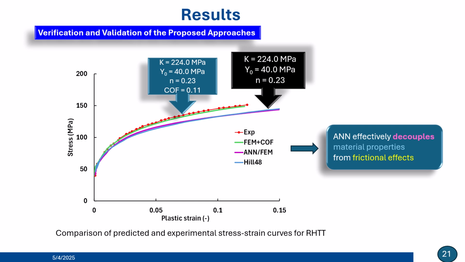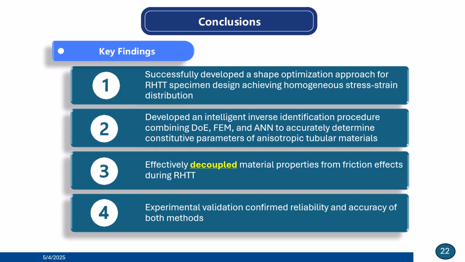Remarkably, the pink ANN curve represents the true material behavior with friction effects removed, which perfectly aligns with the blue analytical Hill48 prediction using the identified parameters. This confirms our approach successfully isolates intrinsic material properties from testing artifacts. These results led us to several important conclusions about our methodology.